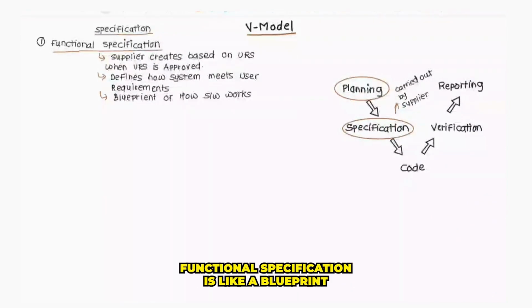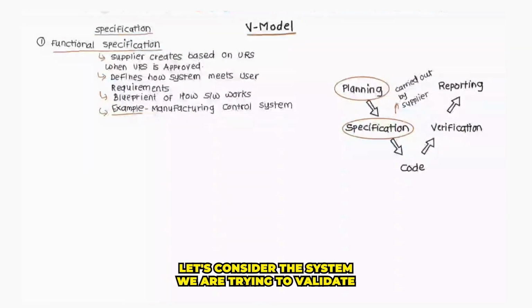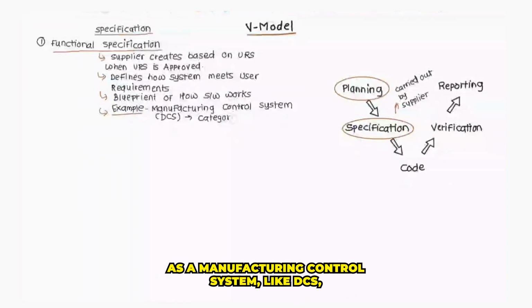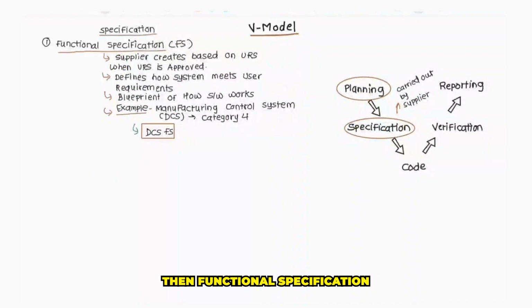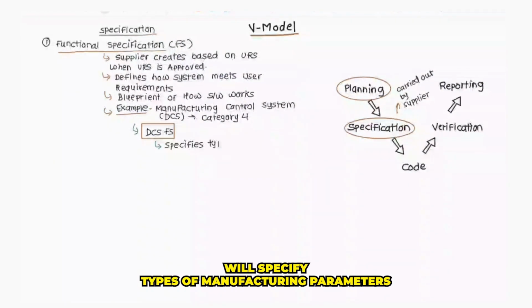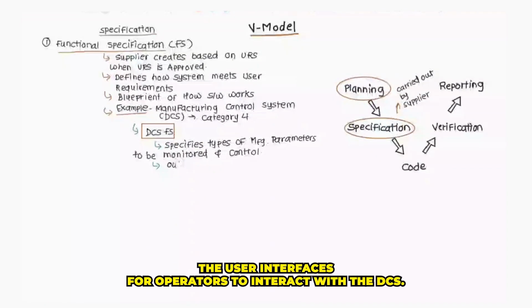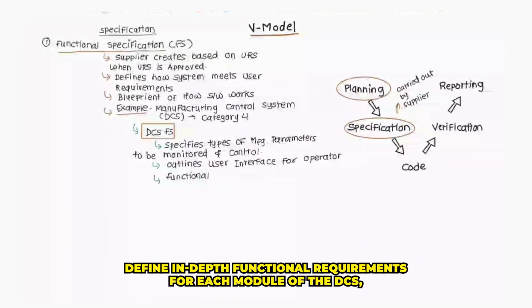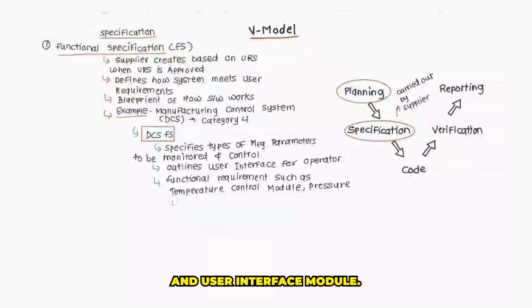Functional specification is like a blueprint for how the software will fulfill the user requirements. Let's consider the system we are trying to validate as a manufacturing control system like DCS, which is a category 4 system. Then the functional specification will specify types of manufacturing parameters to be monitored and controlled. It outlines the user interface for operators to interact with the DCS and defines in-depth functional requirements for each module of the DCS, such as temperature control module, pressure monitoring module, and user interface module.